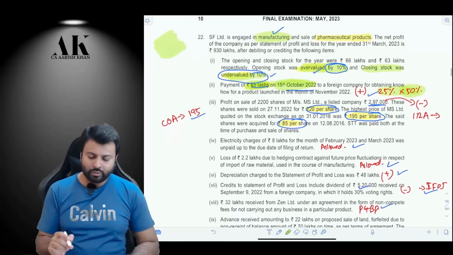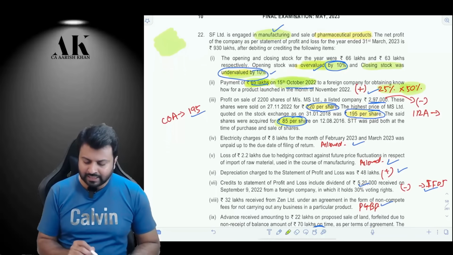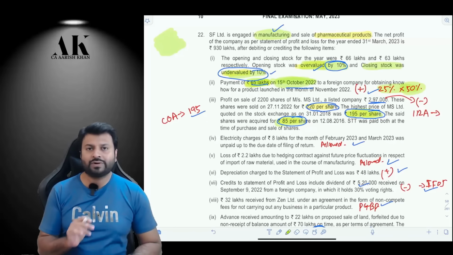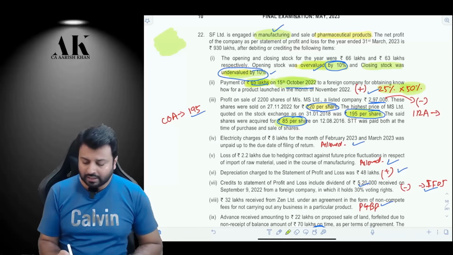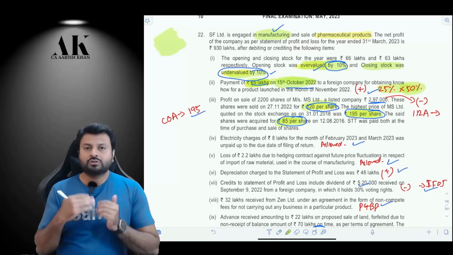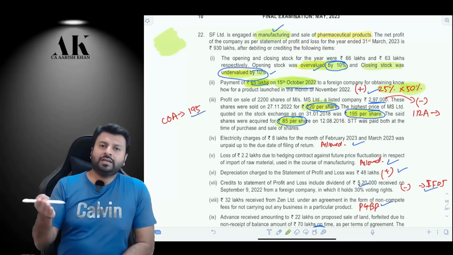Next one is 112A. You have purchased shares for 85 rupees, and then on 31st Jan the value of the shares is 195. This is the case of what? Listed shares. 112A will be applicable over here, long-term shares. And then you are selling for 220. So you are supposed to find out the grandfathering, which has to be applied over here.